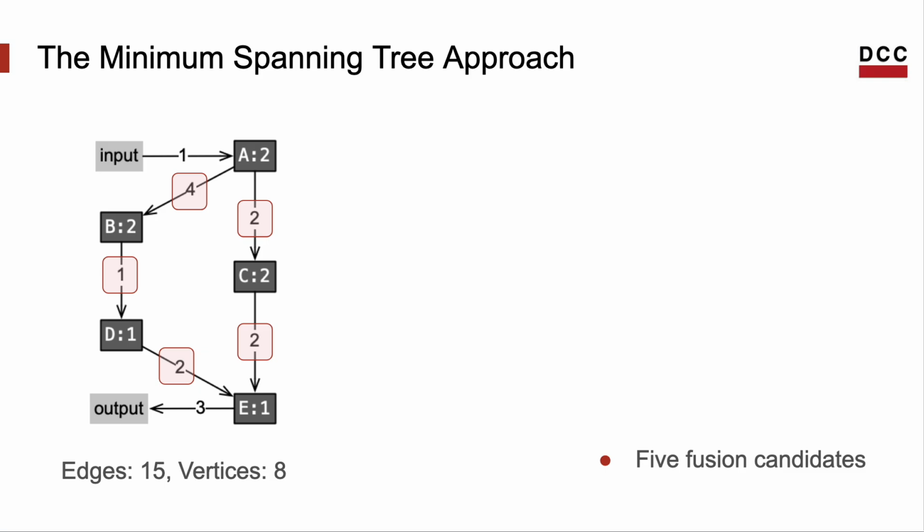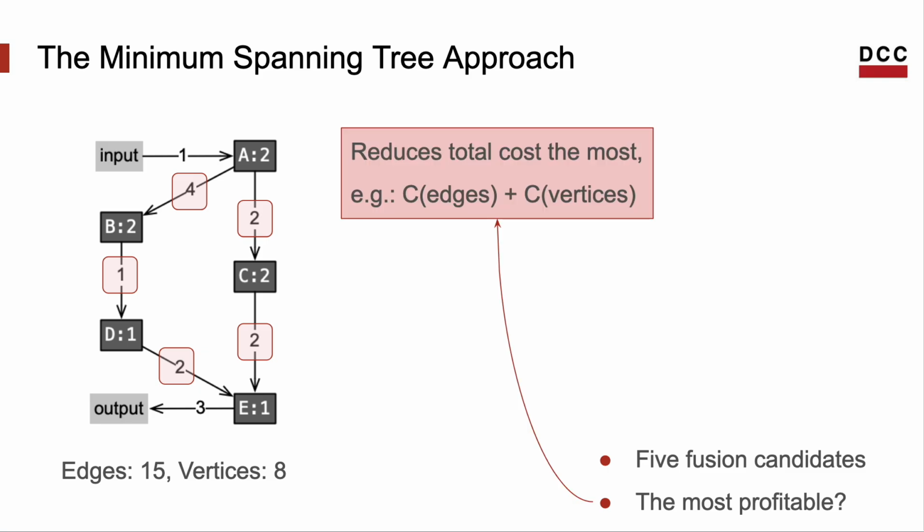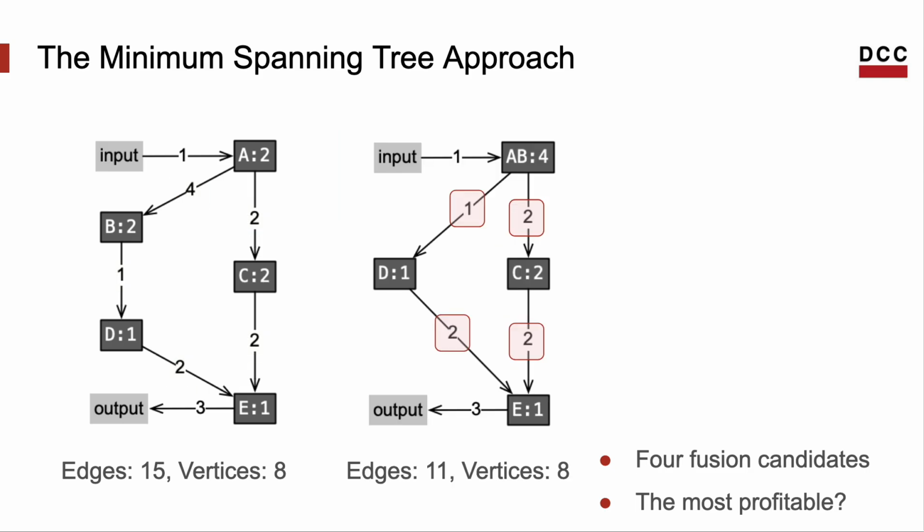So here we have 5 examples, 5 clusters that could fuse, 5 candidates. And then we ask ourselves, what's the most profitable fusion? We have to see which one would reduce the cost the most. This is the cost of the edges plus the cost of the vertices. And in this case, fusing A and B is the most profitable alternative.